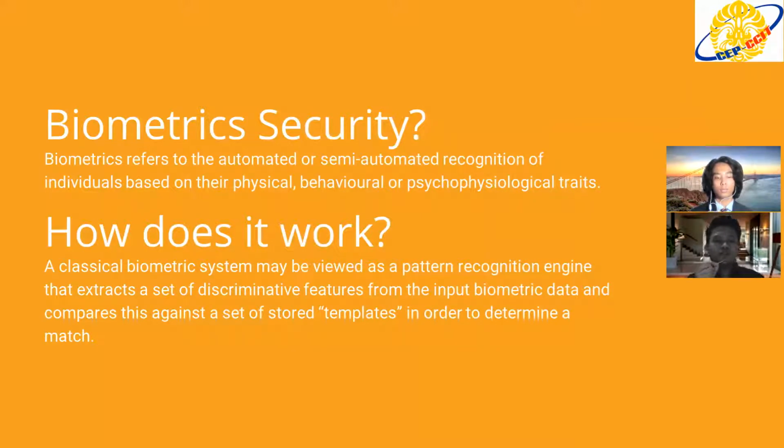What is biometric security? Biometric security refers to the identification of humans by their characteristics or traits. Biometrics is used in computer science as a form of identification and access control. It is also used to identify individuals in groups that are under surveillance.